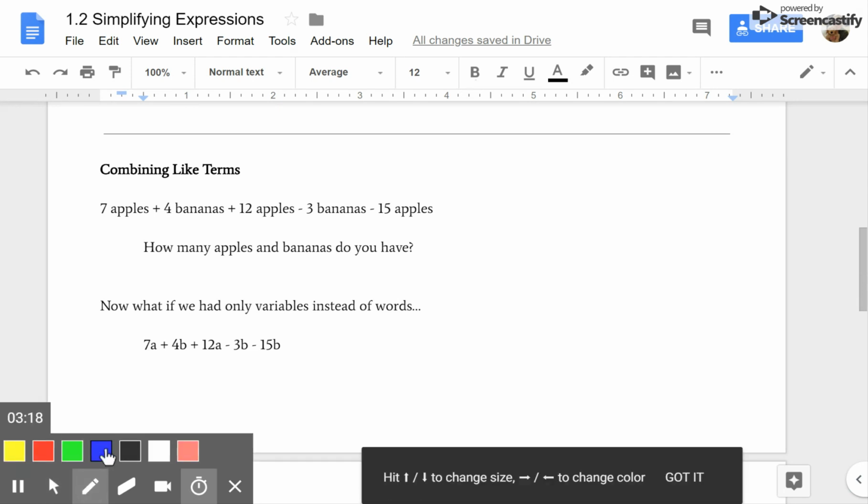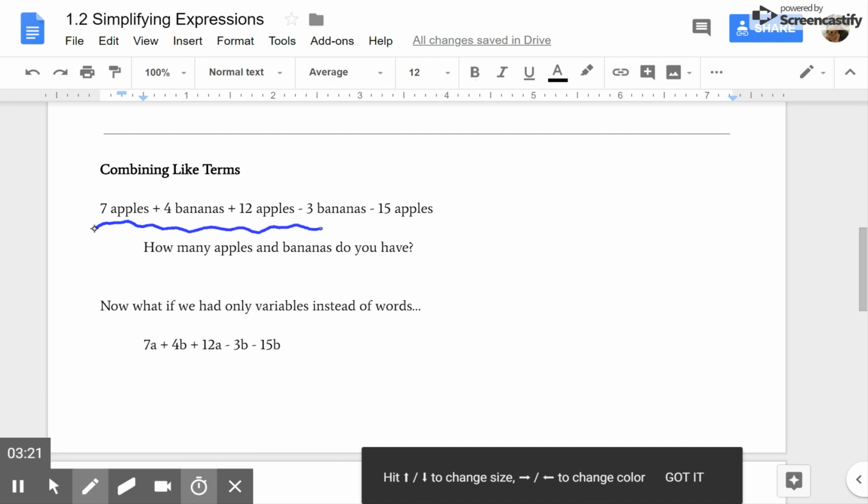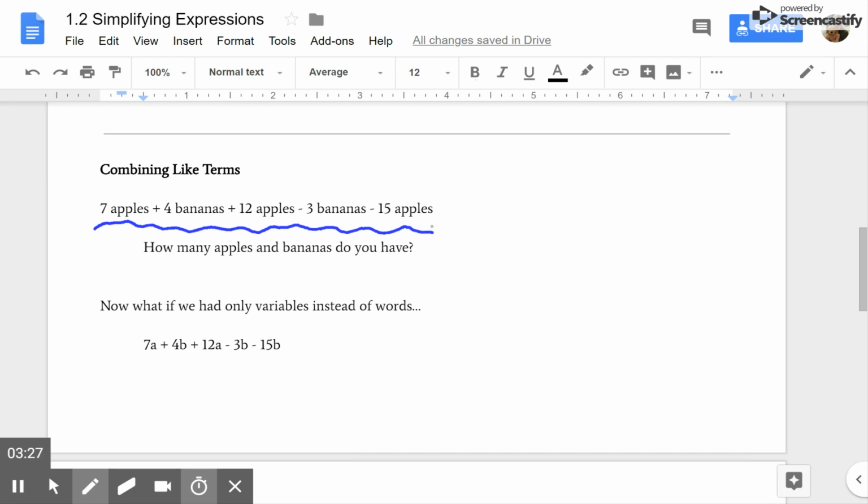So we're just going to practice without variables. So here's a little sentence. Say you were at the grocery store. You got 7 apples, 4 bananas, 12 apples. You put 3 bananas back, and you put 15 apples back. And then someone asks you, how many apples and bananas do you have? Well, what you naturally would do is put together all the apples. So 7 plus 12 minus 15. 7 plus 12 is 19, minus 15 is 4. So that would mean you have 4 apples.